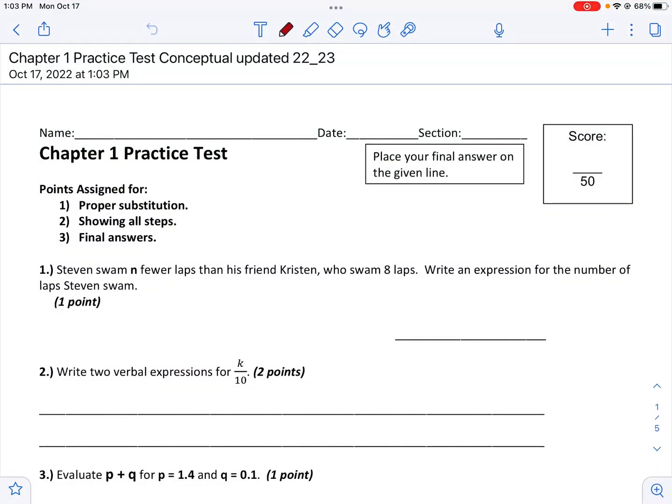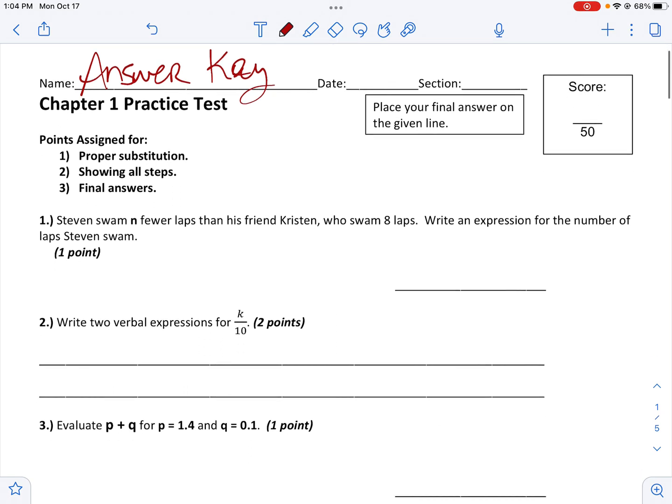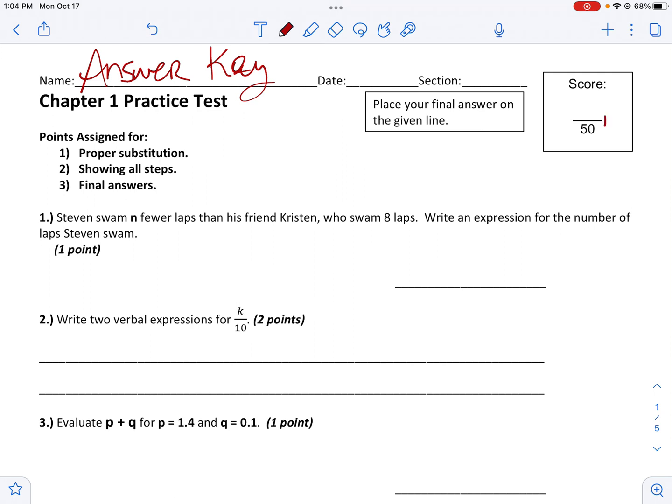All right, here is the video and audio of the Chapter 1 practice test, okay? So this is your answer key. Now remember, you should have submitted your Chapter 1 practice test already, so I can see how you did prior to seeing the answer key. And then you'll make corrections in a different color and resubmit. Now the test will be around 50 points. And this is a great way to study for the actual test.